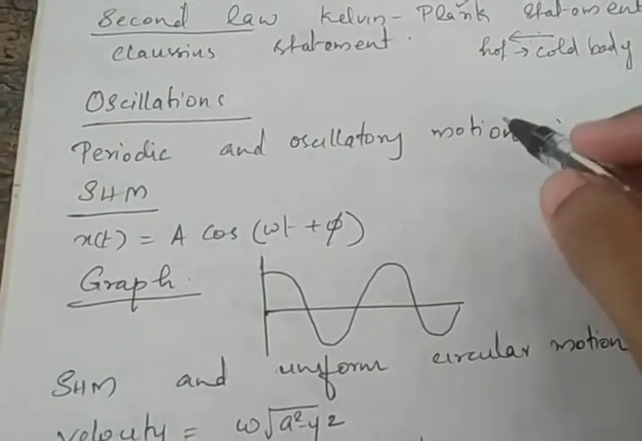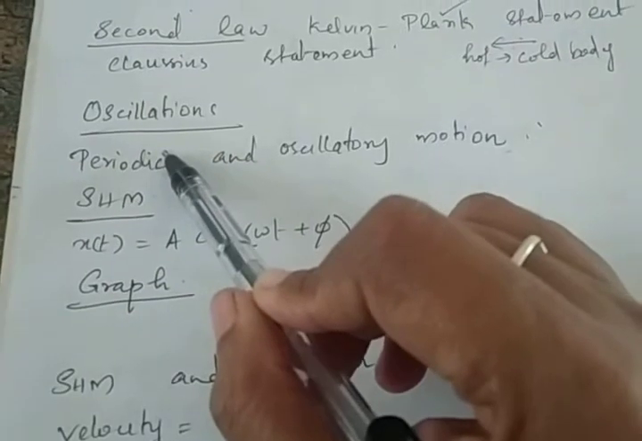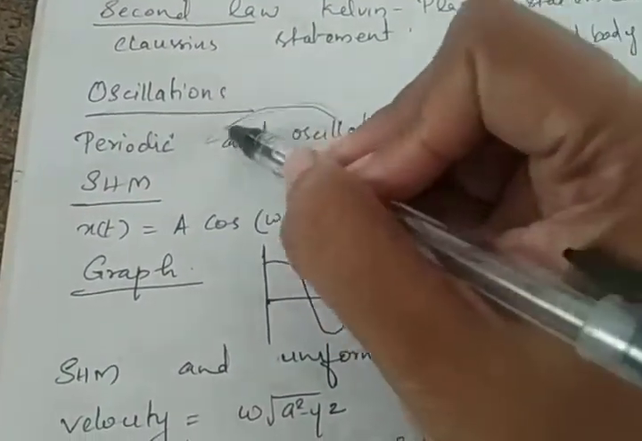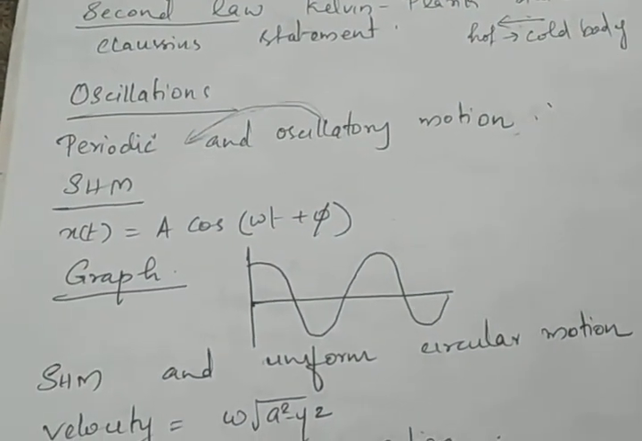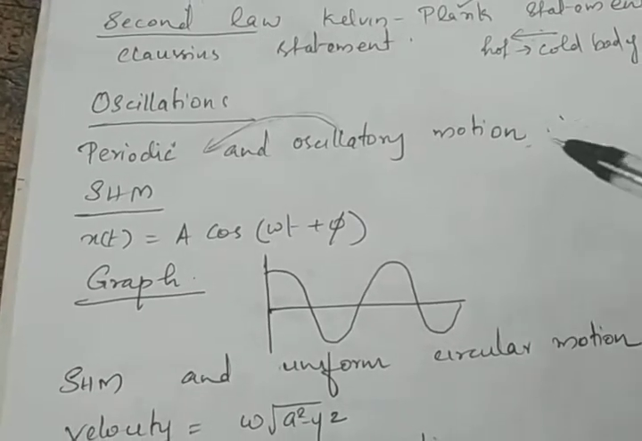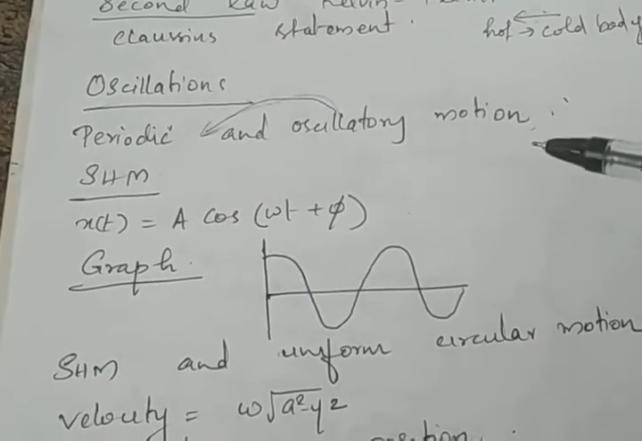And here we can say all oscillatory motions are periodic. You consider any oscillatory motion, for example oscillation of a pendulum, oscillation of a swing, anything. All oscillatory motions are periodic because the motion repeats itself at regular intervals of time.